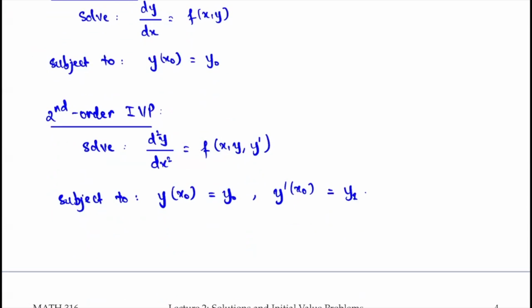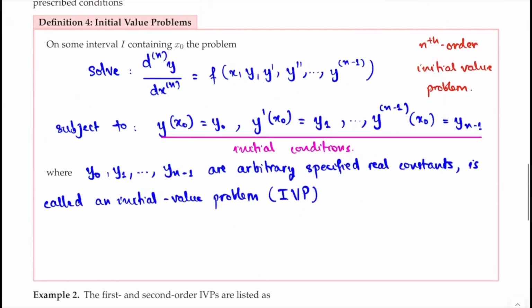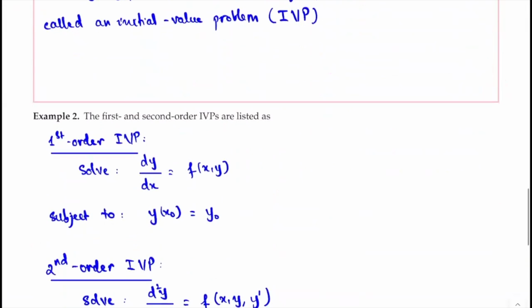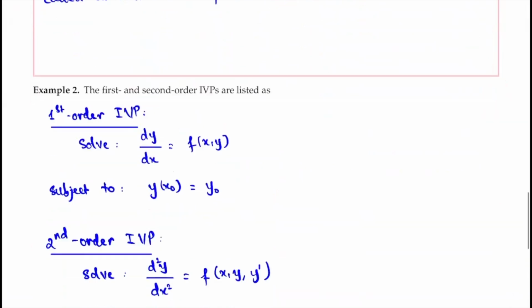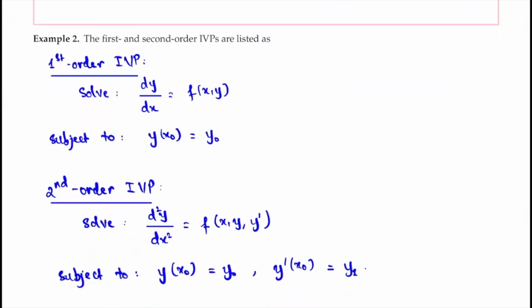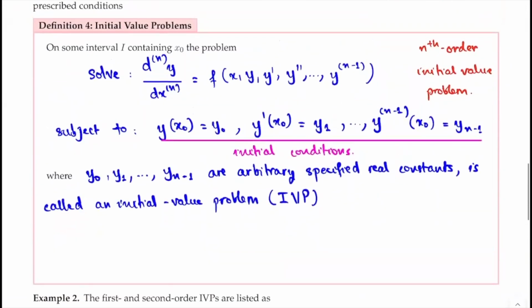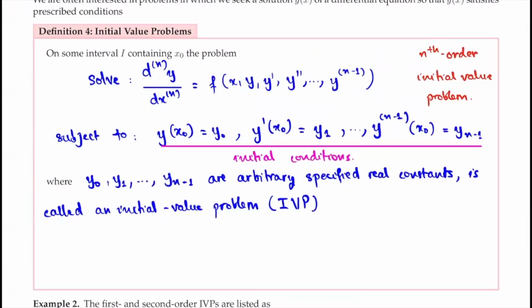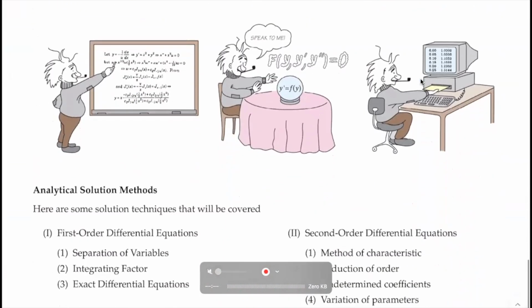Okay, let me quickly correct myself here. This is the nth order initial value problem. It requires n initial conditions, not n minus 1 initial conditions. I'm sorry about that. So first order, you need one initial condition. Second order, you need two initial conditions. And of course, for the nth order differential equation, you need n initial conditions. So, solution techniques.